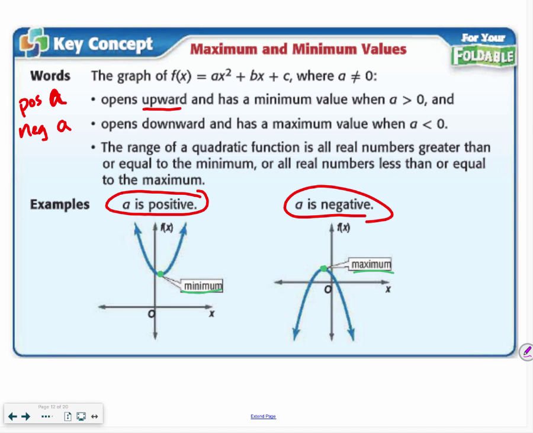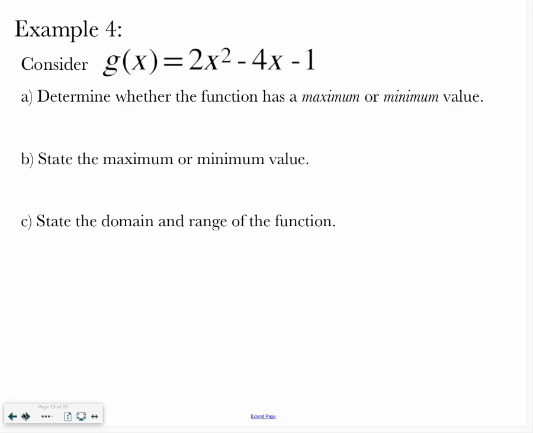That minimum is going to be, you'll have an x, and then it's going to be whatever your y value is. For the maximum, it's going to be your vertex, so the x value, and then whatever your y value is, okay? So if you find the vertex, you can tell me exactly what the minimum and maximum are.